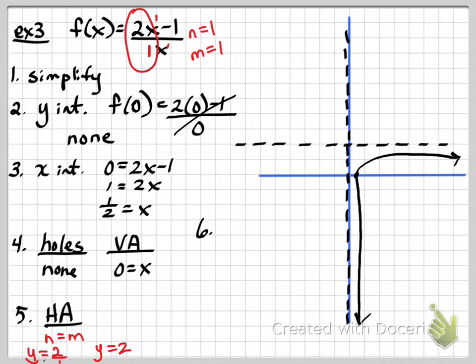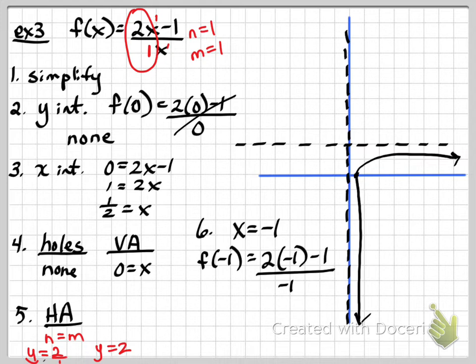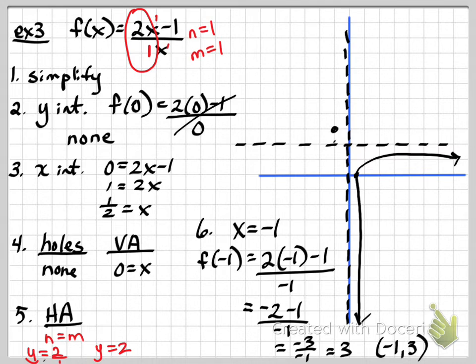Let's check x equals -1. Plug in -1 to the original. All that work to get 3. So the ordered pair is -1, 3. And it's where we thought it would be. So then you just draw the rest of the hyperbola through there, and you're done.